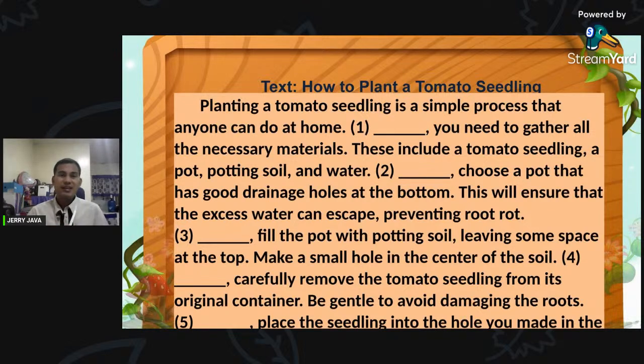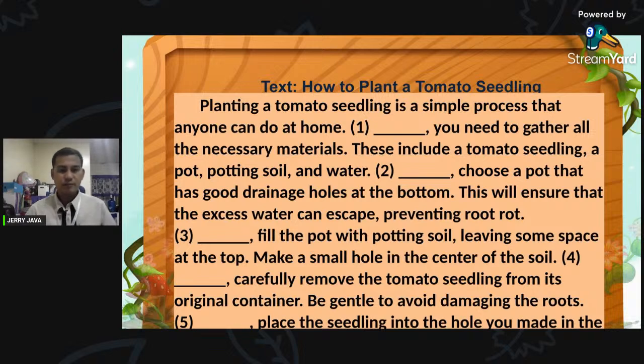How to plant a tomato seedling. Planting a tomato seedling is a simple process that anyone can do at home. Blank, you need to gather all the necessary materials. These include a tomato seedling, a pot, potting soil, and water. Two, choose a pot that has good drainage holes at the bottom. This will ensure that the excess water can escape, preventing root rot. Three, fill the pots with potting soil, leaving some space at the top. Make a small hole in the center of the soil.